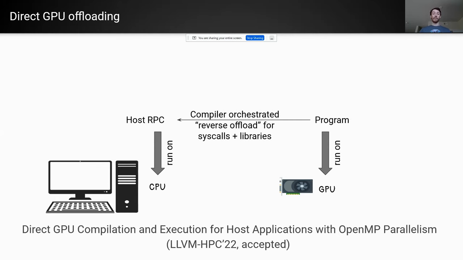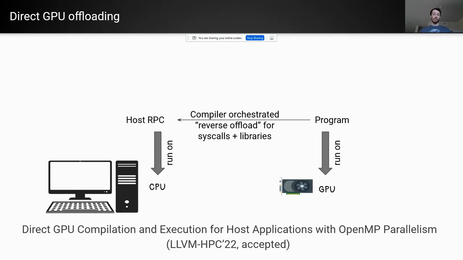What we're looking at right now is, let's reverse this. Let's run the entire program on a GPU and only go back to the host if we have to, for things like syscalls and certain libraries for which we don't have the device implementation. As part of this work, we literally take entire programs, no modification, and we run them on the GPU.